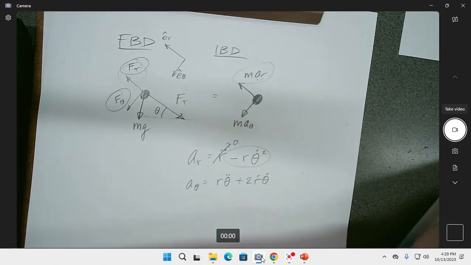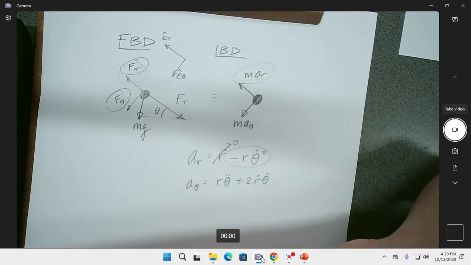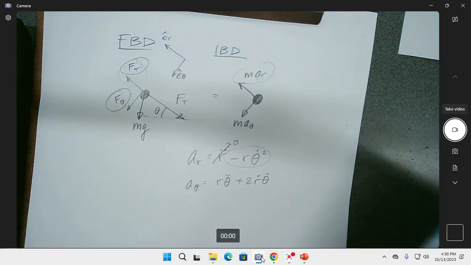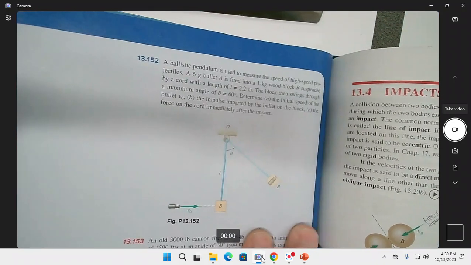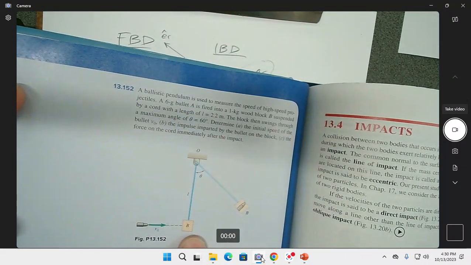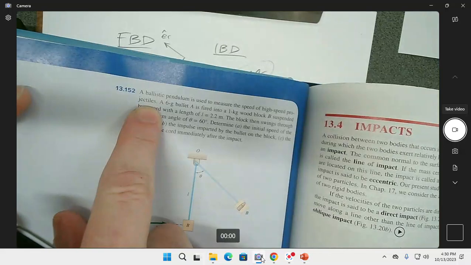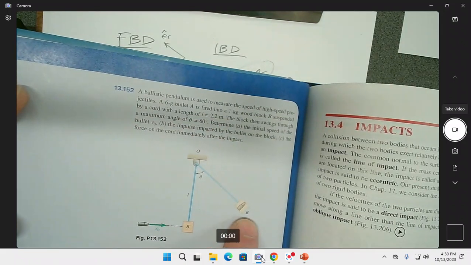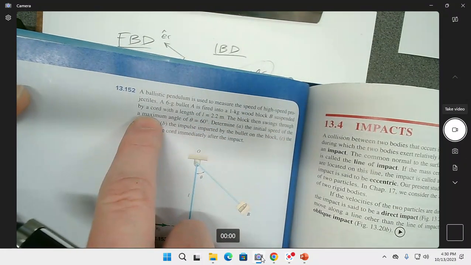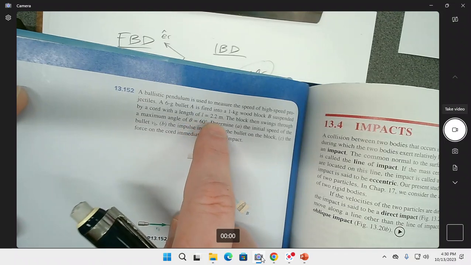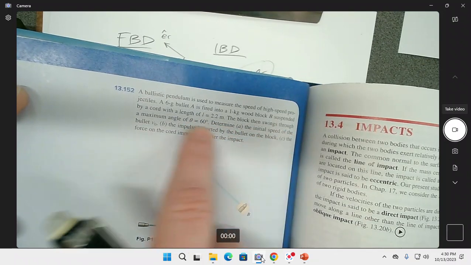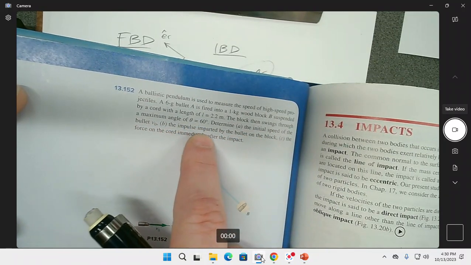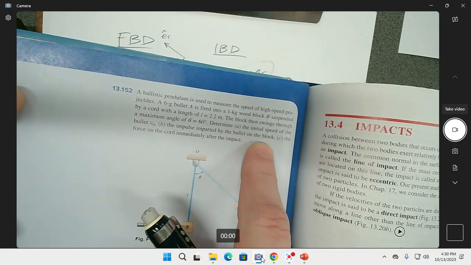One we haven't done is a pendulum problem. That's a good one. The ballistic pendulum. A ballistic pendulum is used to measure the speed of a high-speed projectile. A 6-gram bullet is fired into a 1 kilogram block suspended by a cord of length L equals 2.2 meters. The block then swings through a maximum angle of 60 degrees. Determine the initial speed of the bullet, the impulse imparted on the block.